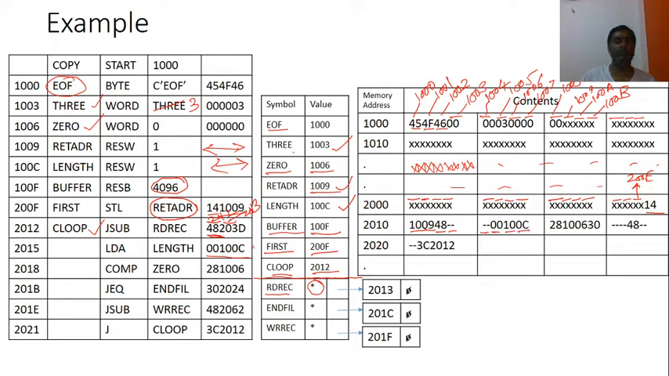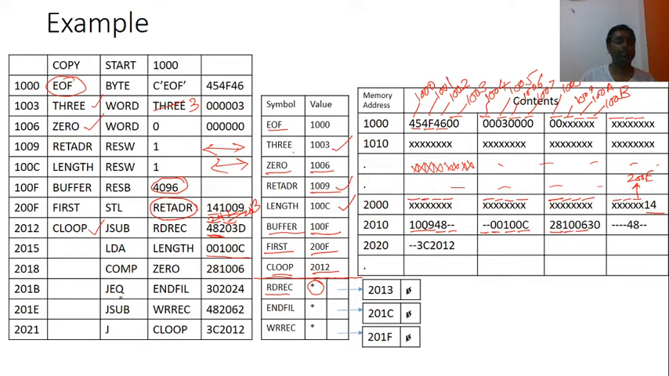00100C. Now the next instruction is COMP ZERO. Just check that ZERO is present in the symbol table. Yes. What is the value corresponding to ZERO? 1006. So the object code 281006 can be loaded because there is no forward referencing. It is loaded here, 281006.